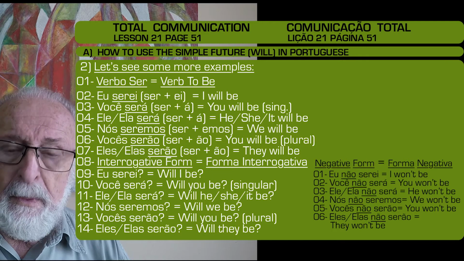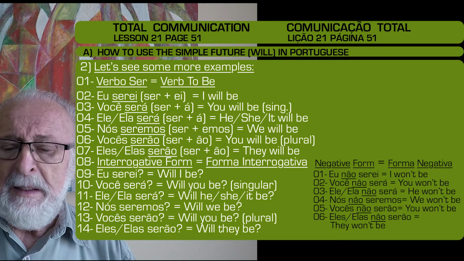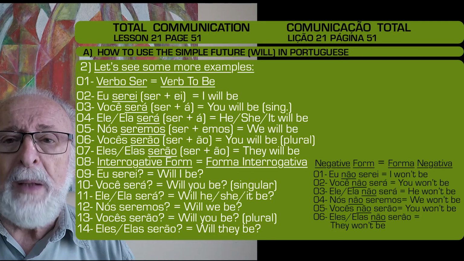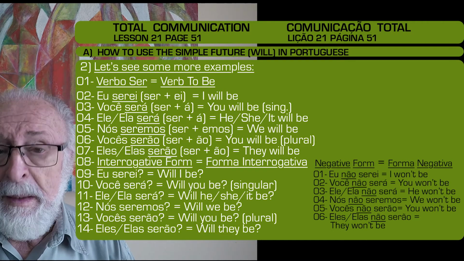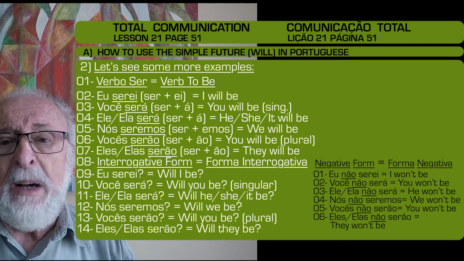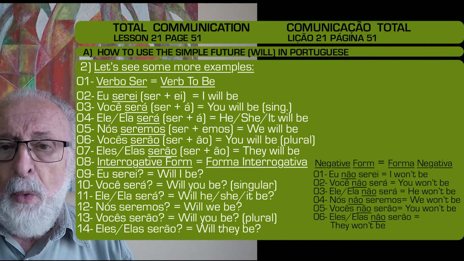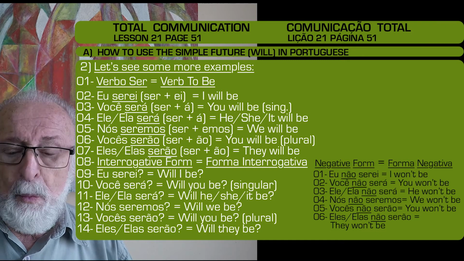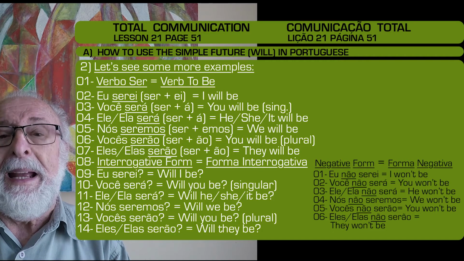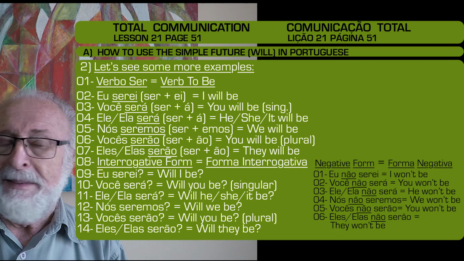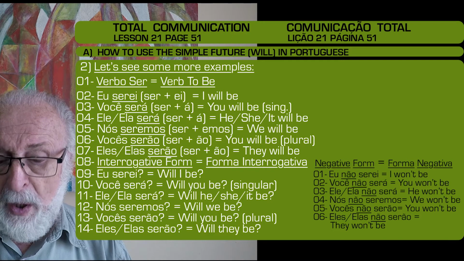In line 2, we say, você não será. It means you won't be. Você não será. You won't or you will not be, that's the same. In line 3, we have there, nós não seremos. It means we won't be. You just put that não. It's the same as the affirmative, but we have não between the pronoun and the base form of the verb. That's it. Easy too.